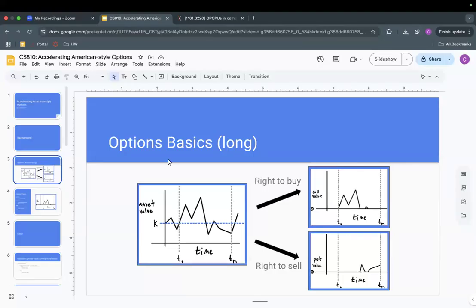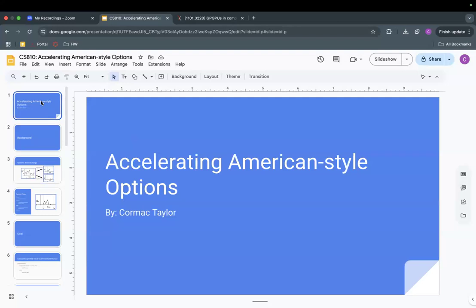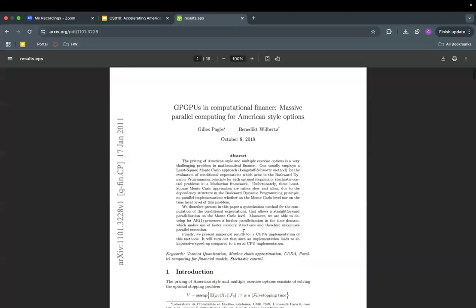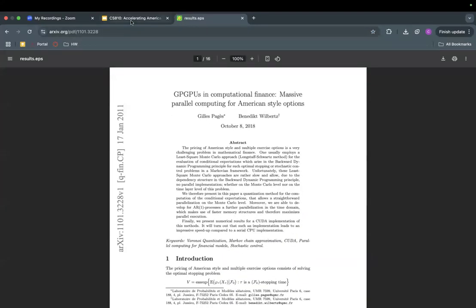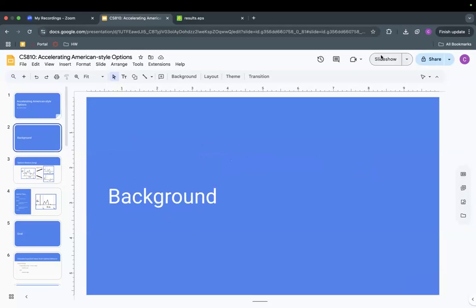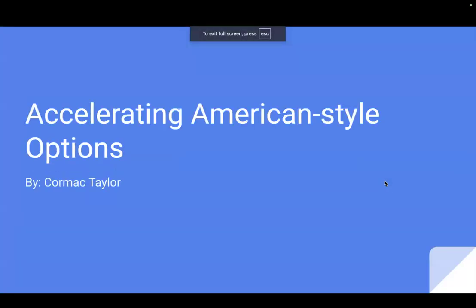All right, I'm gonna try to speed through this. I'm realizing 15 minutes isn't all that long, so I'm gonna be accelerating American style options. If you want to take a look at the paper there, here's the abstract. You can pause and take a look if you're interested. So we're gonna be talking about accelerating American style options.